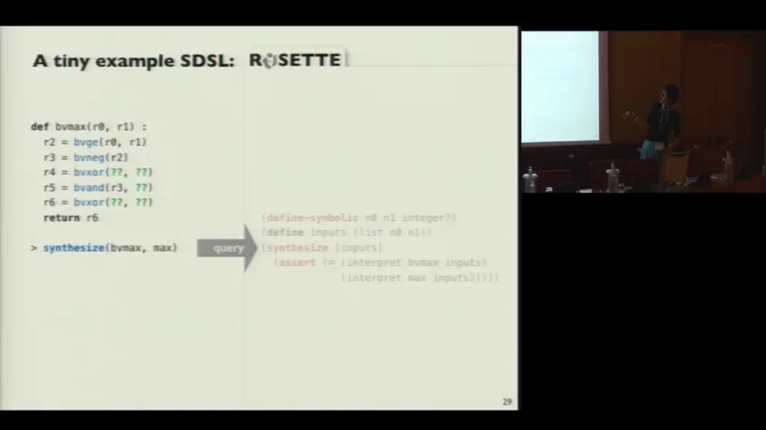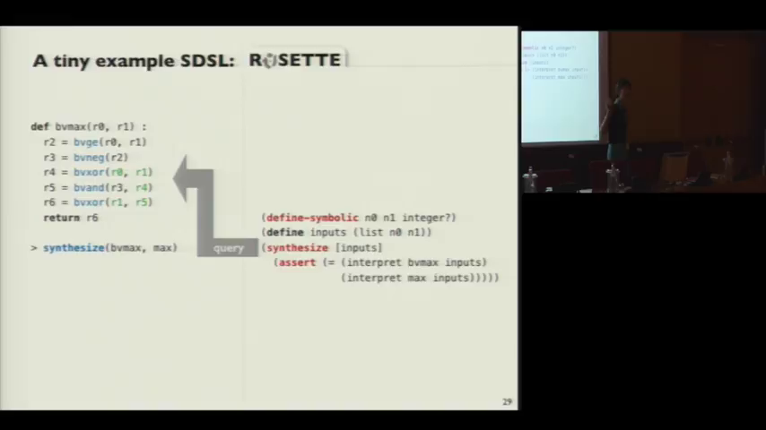The synthesis query takes as input an implementation, a sketch of an implementation, so BVMAX with these holes in it, these question marks, and a specification. It searches for register expressions that make BVMAX correct, so behave identically to max on all inputs. And here is the answer. That was basically the correct answer.